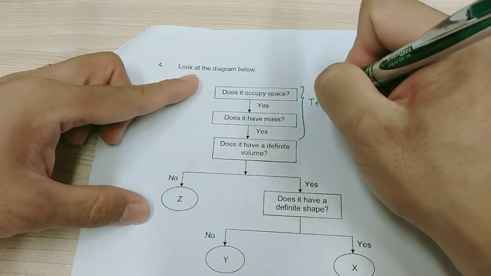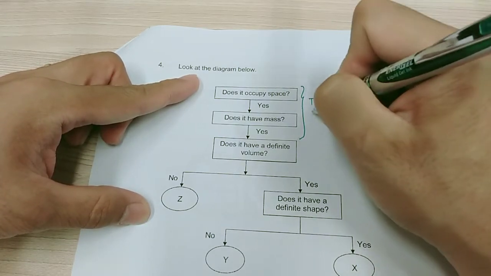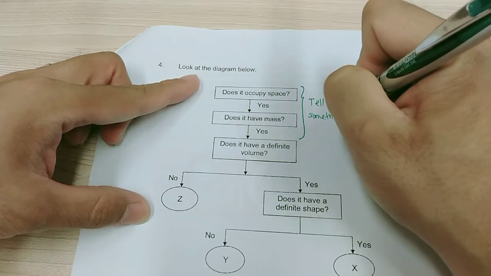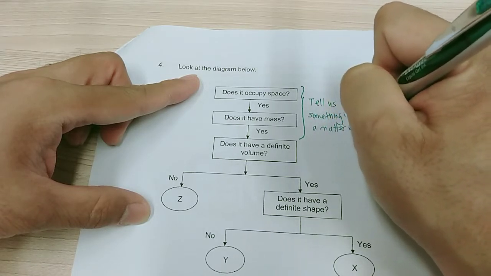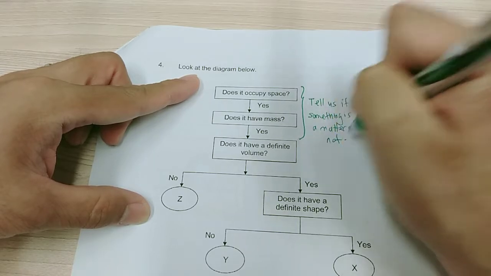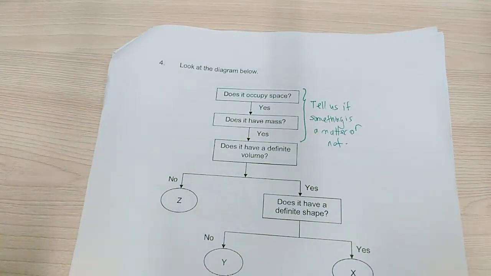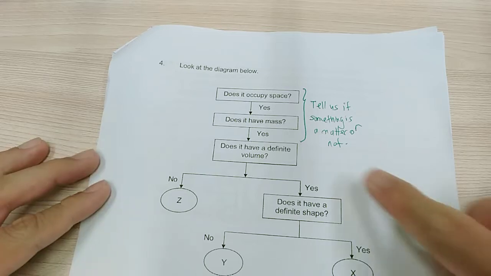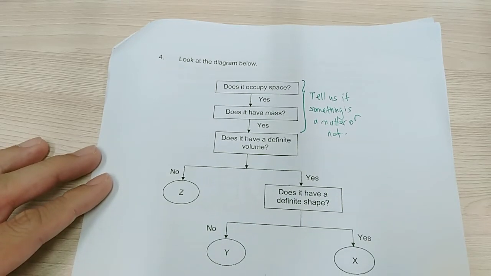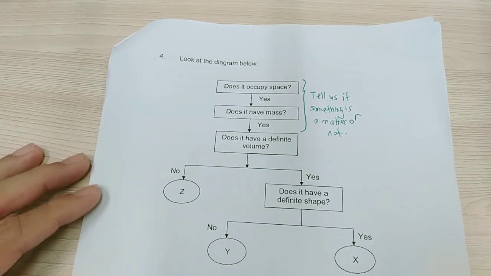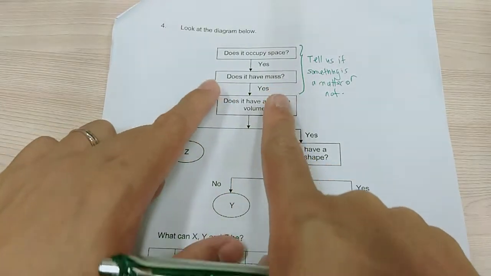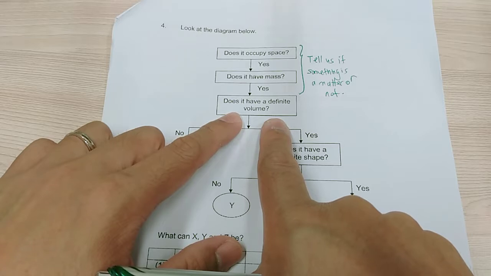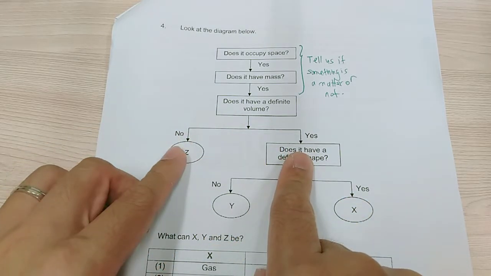This question tells us if something is a matter or not. So please pause the video here for a while to take down the annotations. Next, so does it have mass? Yes. Does it have a definite volume? Well, here is a yes and no.